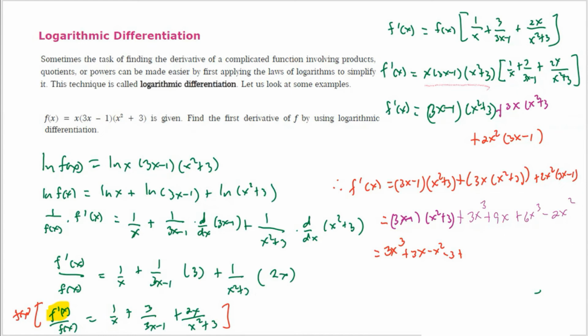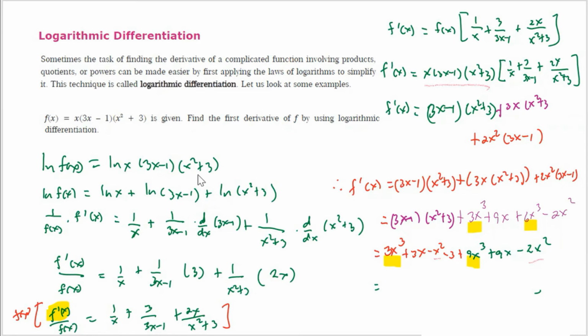But I guess we need to combine like terms so that we will not write a very long answer. So we can write now 3x cubed plus 6x cubed is equal to 9x cubed. Then plus 9x minus 2x squared. Now we can see that there are still like terms. So combining like terms now, 3x cubed and 9x cubed are like terms, as well as the negative x squared and the negative 2x squared.